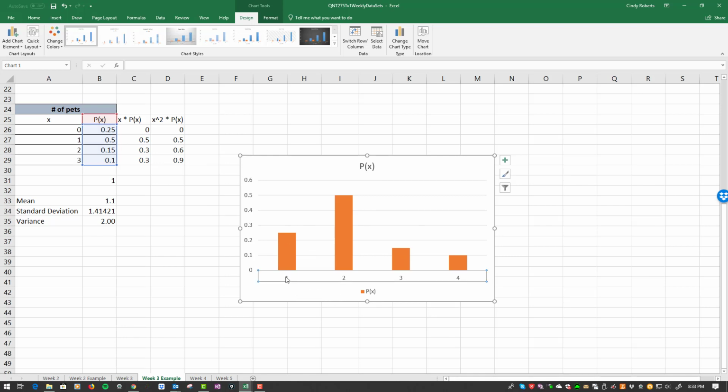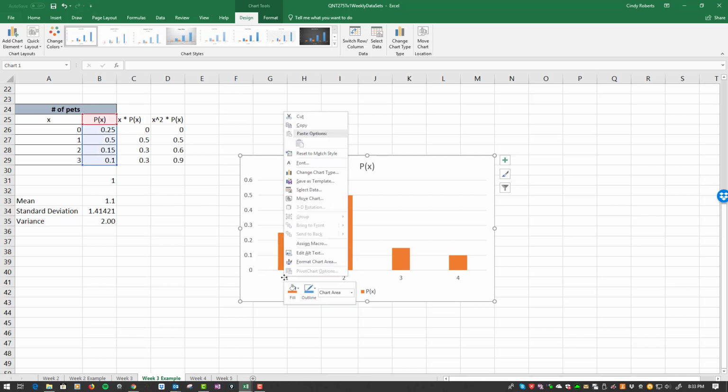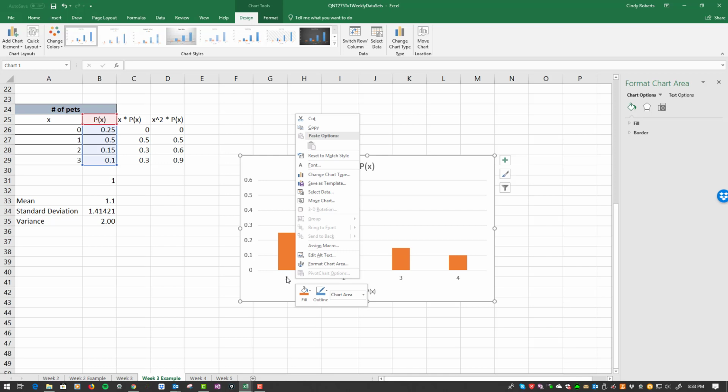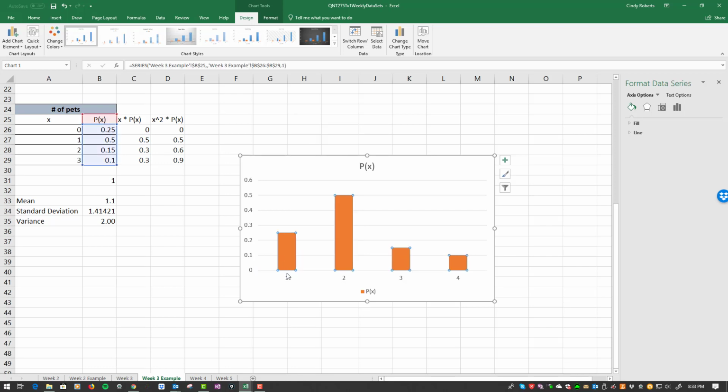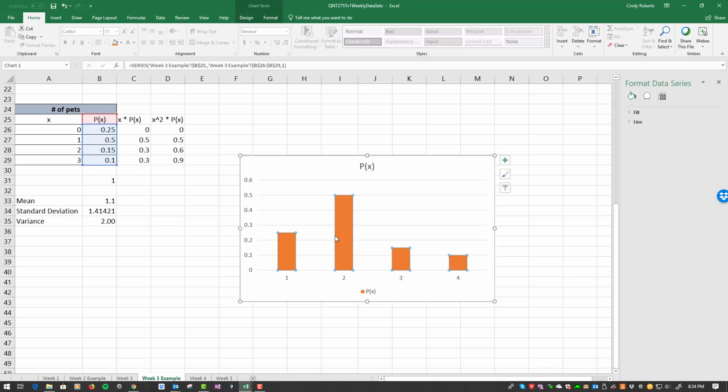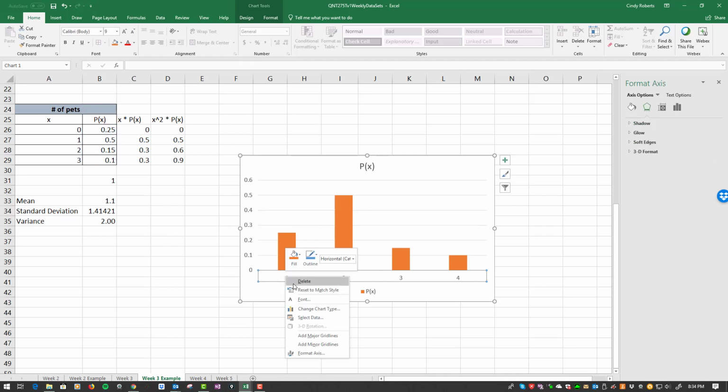Now, the problem is my numbers are a little off. So when I look at this axis here, I would actually like to get to the point where it's grabbing 0, 1, 2, 3. So in other words, this is 0, the 0.25. This is 1, the 0.5. But these values don't match.